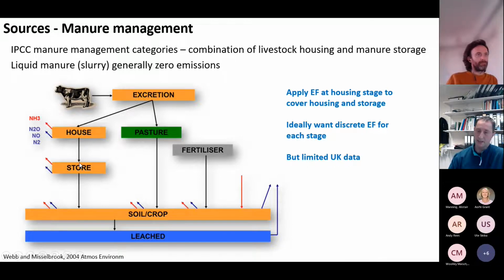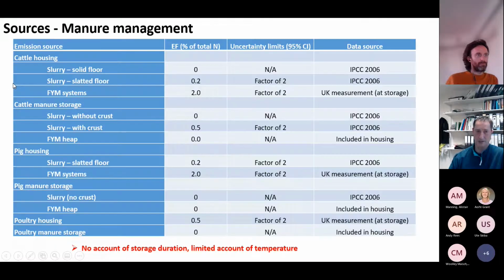So we need to look back at the default emission factors that IPCC give us for a lot of our sources. And the problem with the default emission factors is that they are for a manure management category that is a combination of livestock, housing and storage. So it doesn't fit very well with our model, and it's something we do want to improve. But we're living with it at the moment. In terms of the different types of manure, we know that slurries, liquid manures, are pretty much associated with zero emissions. So that's relatively straightforward. But here's our table of emission factors for all the different manure types and sources.